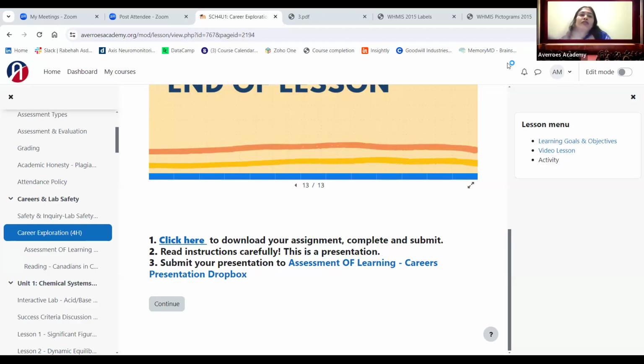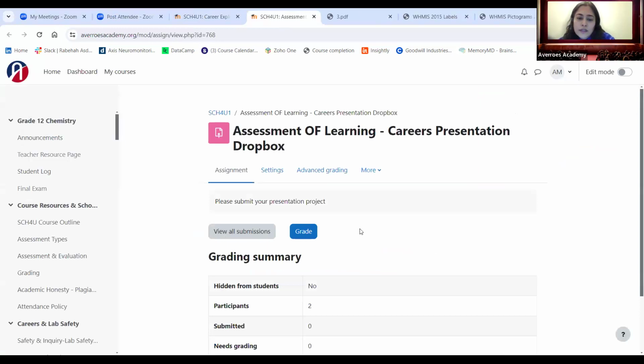Yeah, so after each section, there is a button called activity if you need to do an activity. So right here it says, after the end of this section, click here to download your assignment, complete and submit. So, let's see here.